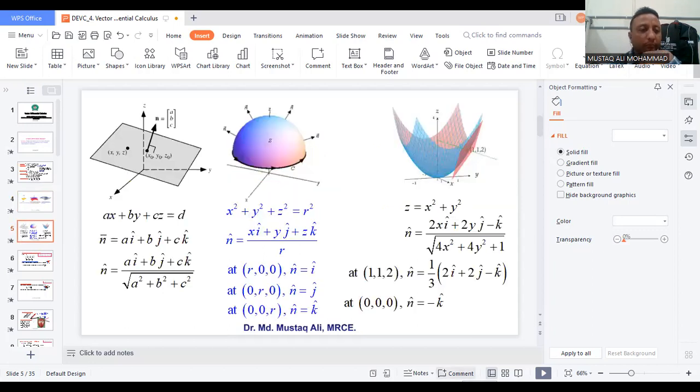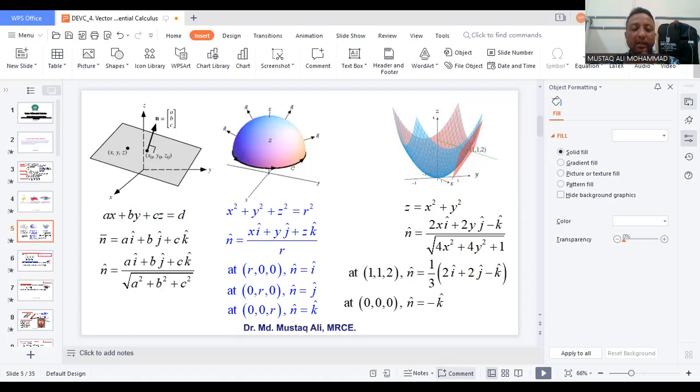Next we have a simple explanation about the normal vectors of a plane, a circle, and a hyperbola. Here you can see that for the plane ax plus by plus cz equals d, the unit normal vector is n bar by magnitude of n bar.